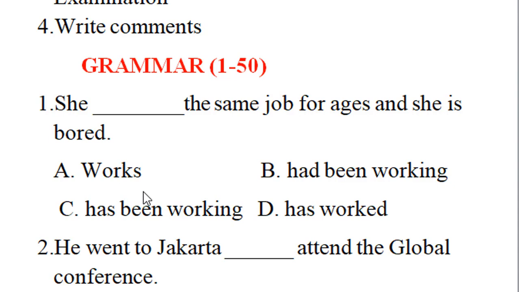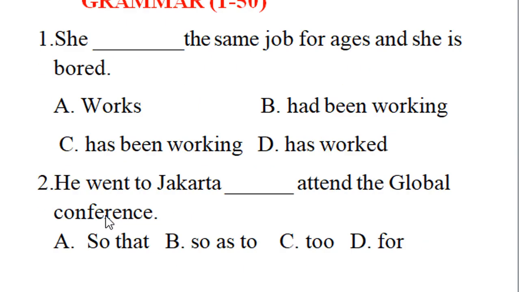So works is simple present, has been working is present perfect continuous, this one is past perfect continuous, and this is present perfect, because the action is still continuing from the past until the time of speaking. So the answer is has been working, right? Which is present perfect continuous. An action began in the past and is still happening until the time of speaking. It is one of the communicative functions of present perfect continuous. From this, the answer is C.